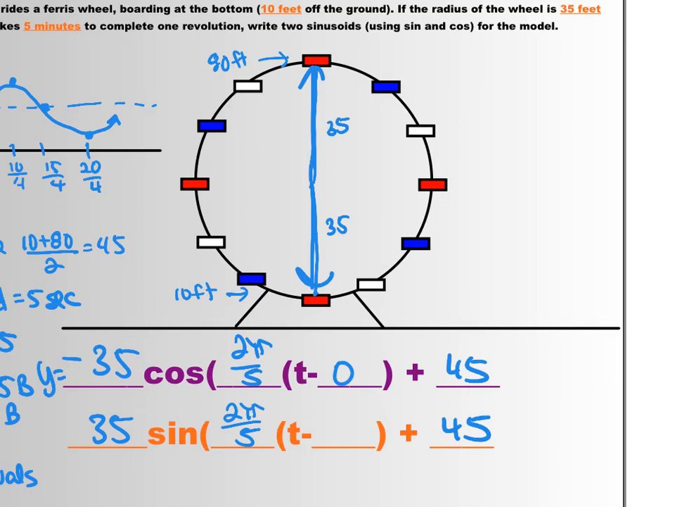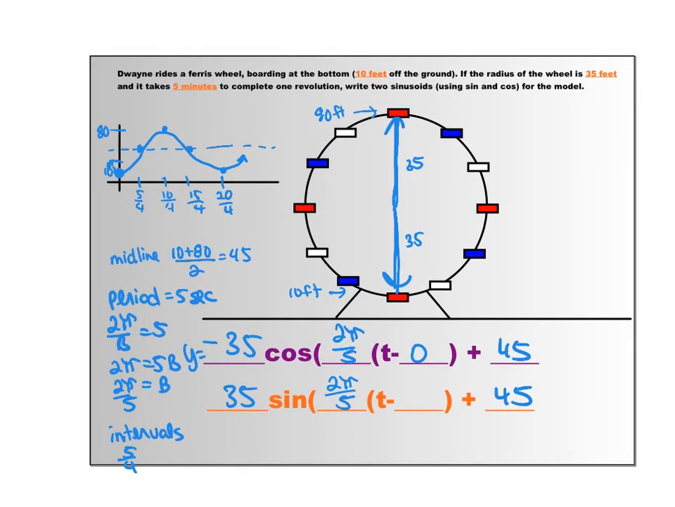Now that's not the only cosine function. You could say that cosine starts here, and it would then be positive. Here, I'll write that down. Y equals positive 35 cosine 2 pi over 5, and you could do a phase shift of, that looks like 10 over 4, sorry, or 5 halves, plus 45. That's also a sinusoidal model for the exact same curve. So there are infinite ways to model this curve.